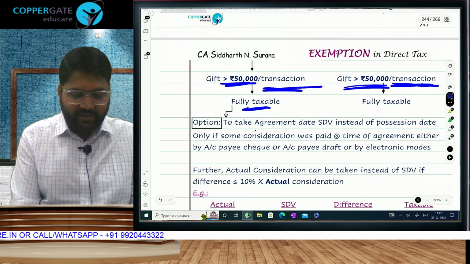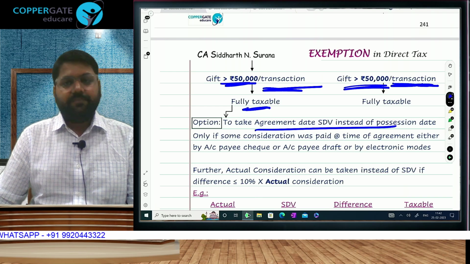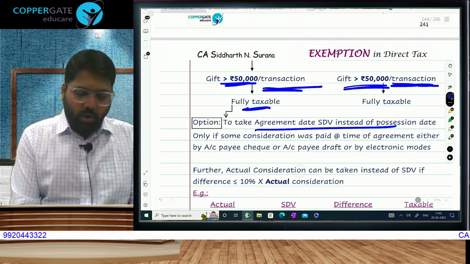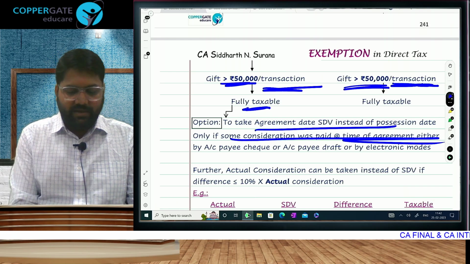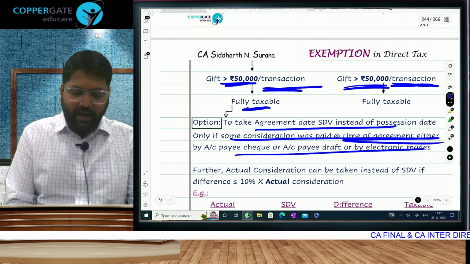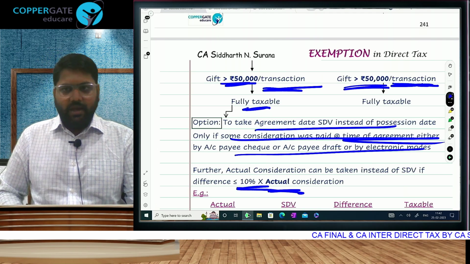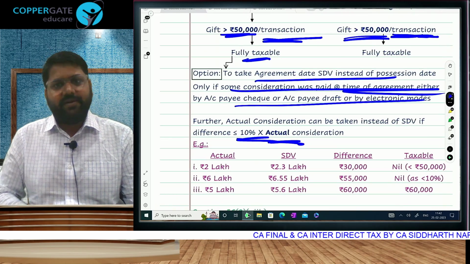But here, as you are aware, there is an option of agreement date stamp duty value instead of possession date. The option to take agreement date stamp duty value instead of possession date is available only if some consideration was paid at the time of agreement in the allowable modes. And if the difference is up to 10% of actual, exactly what we did in capital gains, then the actual amount will be taken. There will be no gift.